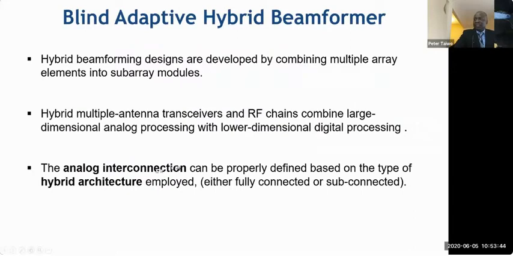The analog interconnection matrix mentioned on the other side can be properly defined when we decide on which hybrid architecture we're using. Our hybrid architecture can either be a fully connected hybrid beamformer architecture or a sub-connected hybrid beamformer architecture.